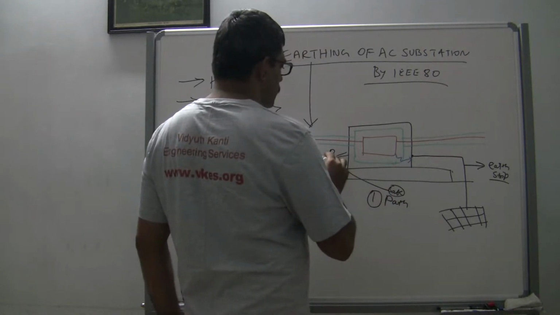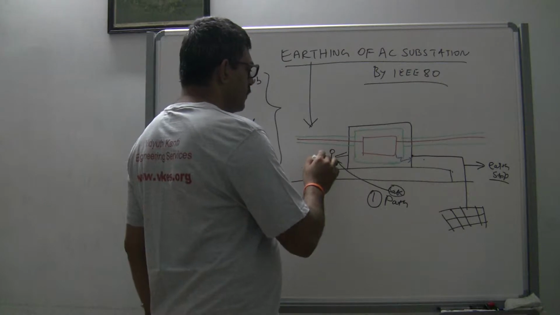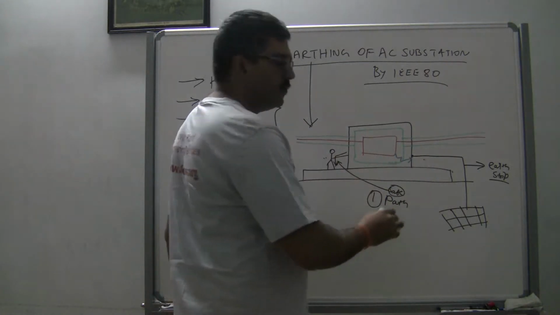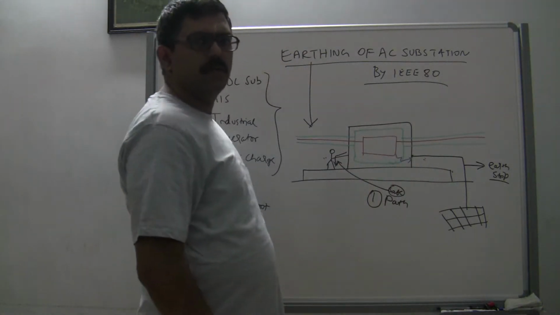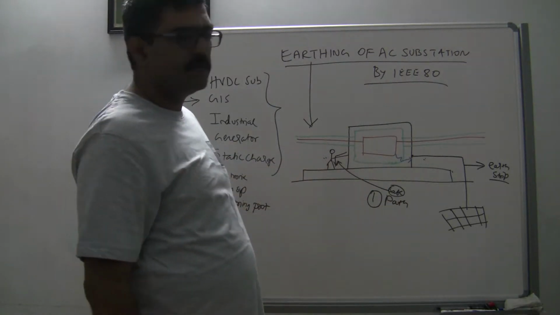There are two paths, one is this path, one is this path. I don't want the fault current to flow in this path, I want it to flow in this path. So this is the safe path. So it flows in a path where it does not affect any human life.